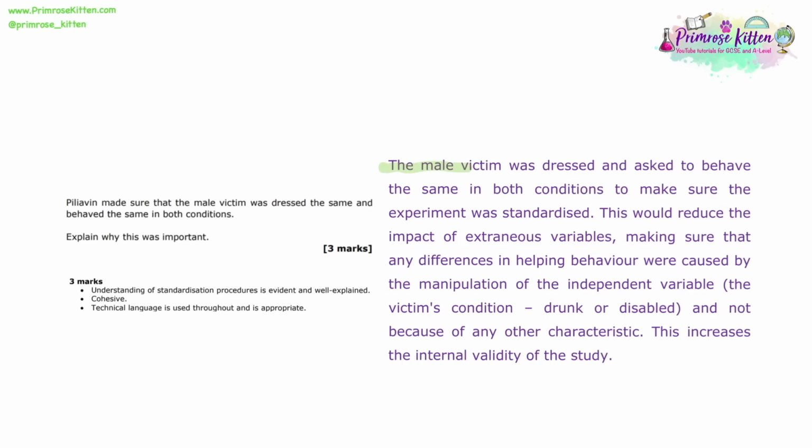The male victim was dressed and asked to behave the same in both conditions to make sure the experiment was standardised. This would reduce the impact of extraneous variables, making sure that any differences in helping behaviour were caused by the manipulation of the independent variable, the victim's condition, drunk or disabled, and not because of any other characteristic. This increases the internal validity of the study.